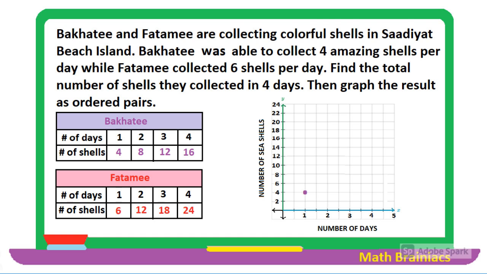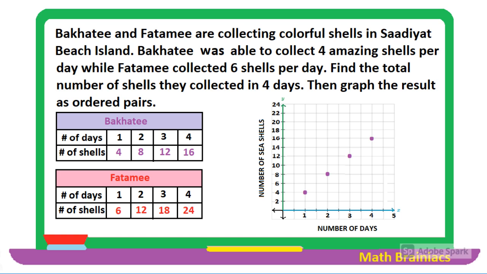We are going to designate the x-axis as the number of days and the y-axis as the number of seashells. So, graphing the ordered pairs of Bacati, when x is 1, y is 4. When x is 2, y is 8. When x is 3, y is 12. And when x is 4, y is 16.